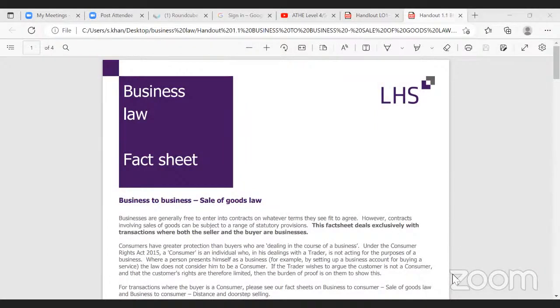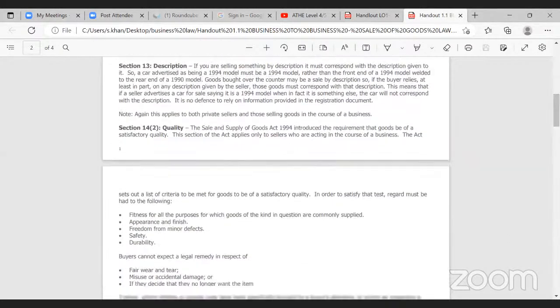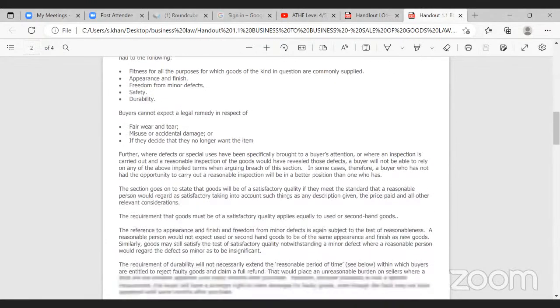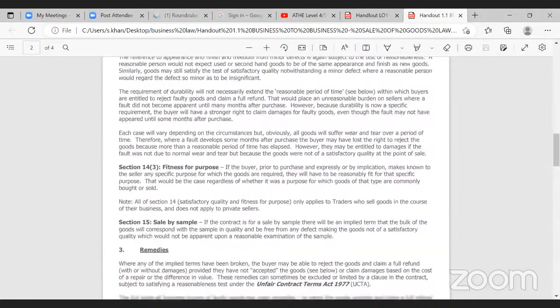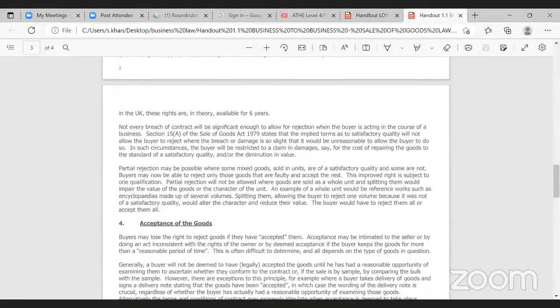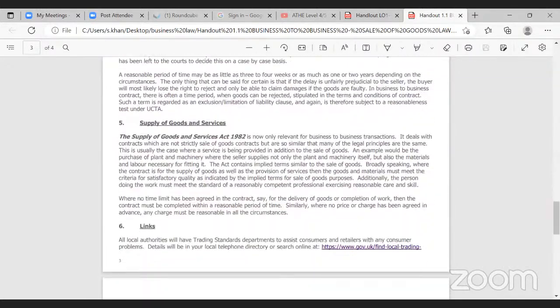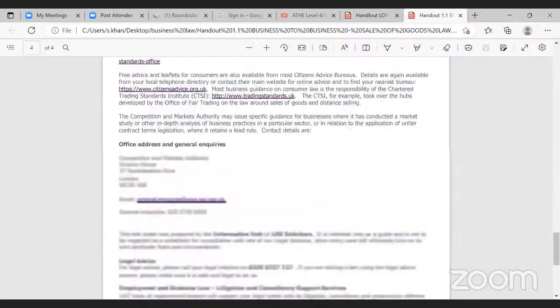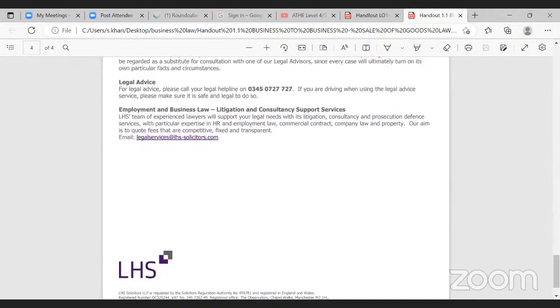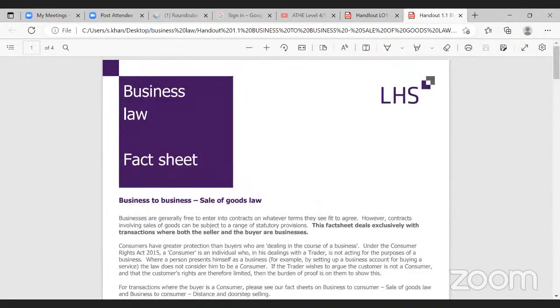It's a business law fact sheet by LHS. This is on Moodle, and this will also support you with implied terms, anything extra you want, remedies for buyers, fitness remedies, and the Unfair Contract Terms Act 1977. It looks at the acceptance of goods and the supply of goods and services, so the Supply of Goods and Services Act 1982. This will give you extra information, Summit, if you need to use it. These are additional resources that are on Moodle for you.